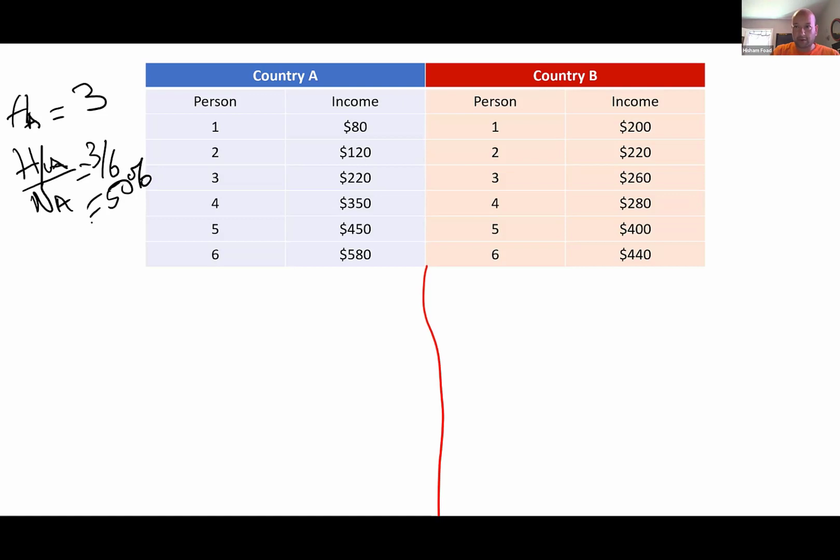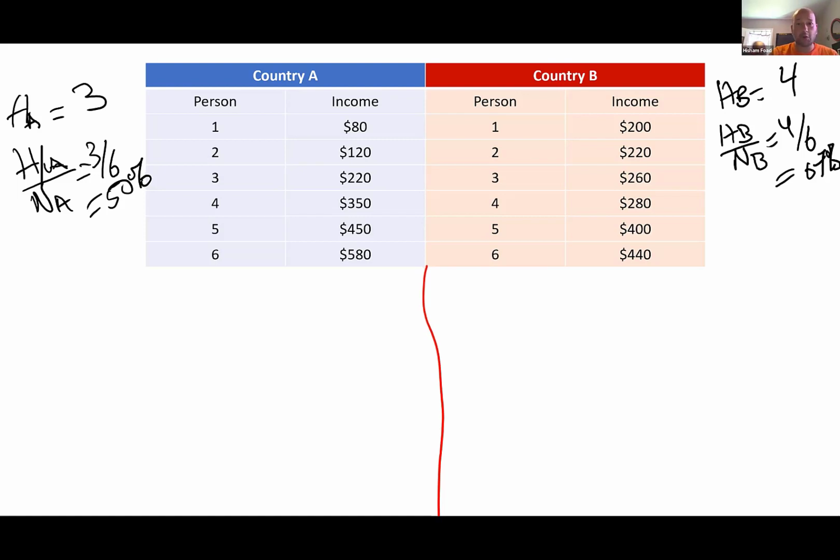Now let's do the same thing over here in country B. The headcount in country B is going to be the number of poor people, the number of people with incomes below the poverty line, which we're assuming to be 300. We have 1, 2, 3, 4 people below that poverty line. The headcount ratio, again the headcount over the population, is going to be 4/6, which is 67%. So a higher percentage of people are poor in country B than in country A.